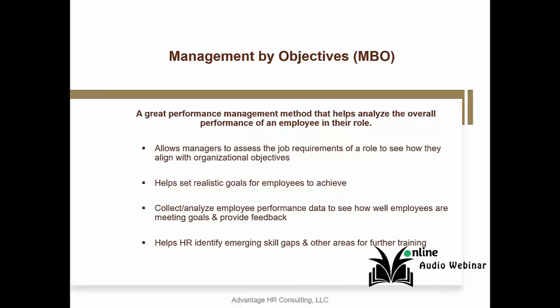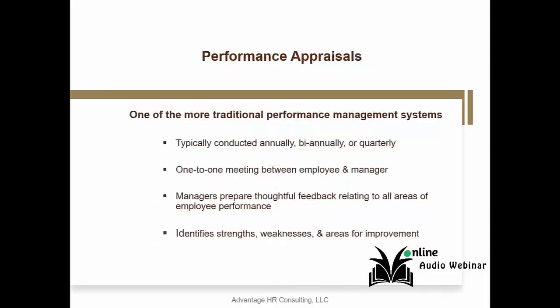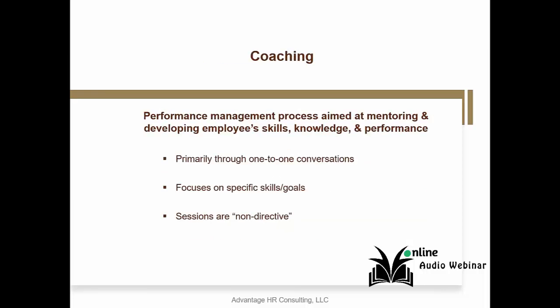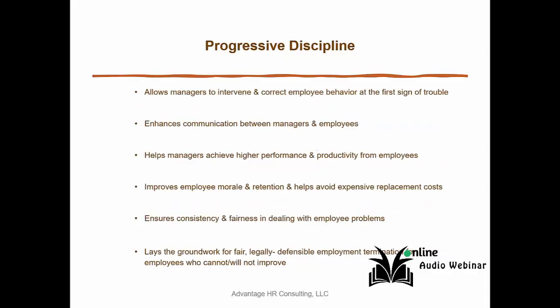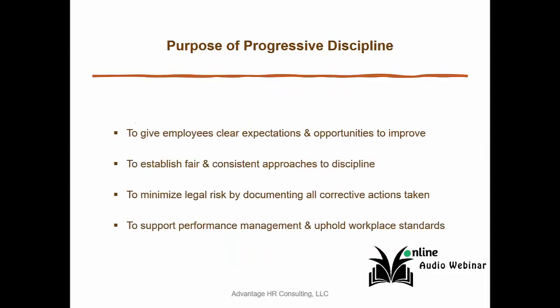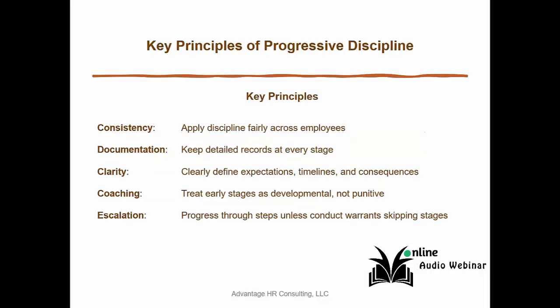I think we're pretty much all familiar with performance appraisals typically conducted. Progressive discipline. It's disciplinary measures that range from mild to severe, just depending upon the nature and the frequency of the issue. Managers to be able to intervene and correct employee behavior at the very first sign of trouble. The purpose is to give employees clear expectations and opportunities to improve. So the key principles. Consistency.